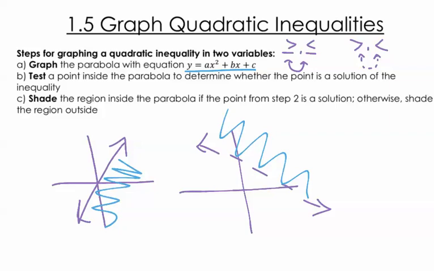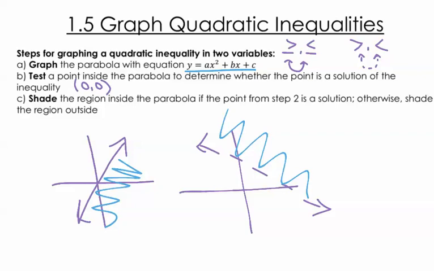So you'll test a point. I always try to test 0, 0. Sometimes it's not possible. It's not possible if your graph is going through the origin, but we always try because that's a nice easy point to test. Otherwise, pick any point on your parabola, and then you're going to shade where that point is if it's a solution. Otherwise, you're going to shade where that point is not.